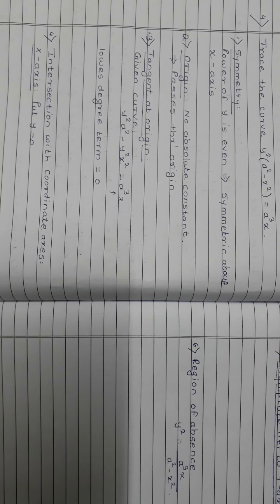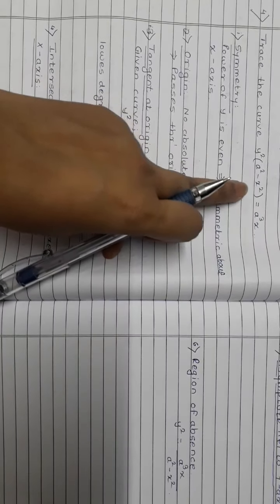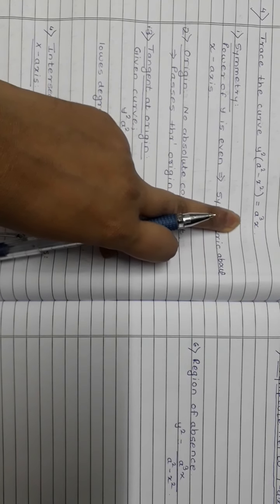Hello everyone. We have started with tracing Cartesian curves, and we have already taken two examples based on this. My next example is tracing the curve y squared into (a squared minus x squared) is equal to a cubed into x, right? Now, let's see what the symmetry is.